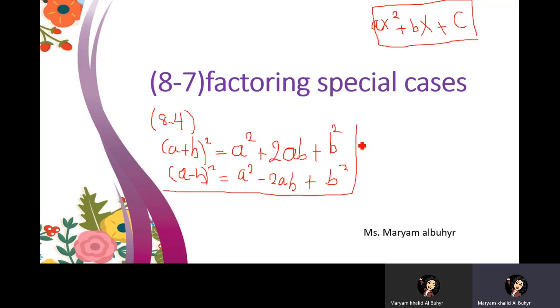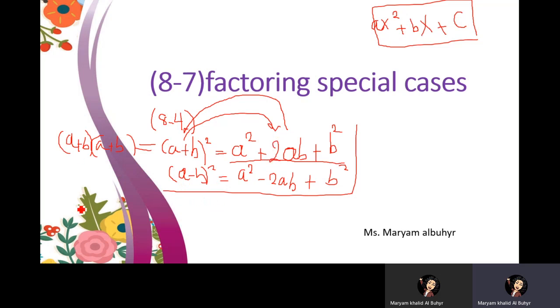What is the new thing here? Before, we learned how to move from this one to this one. Today, we are going to do the opposite. We are going to have this part, and then we will move to this part, which means this part is (a + b) and (a + b). Same thing with this one, but you will double it, and this is minus.